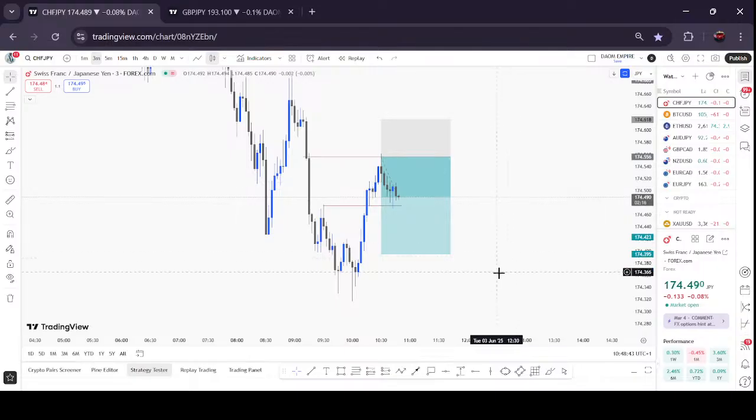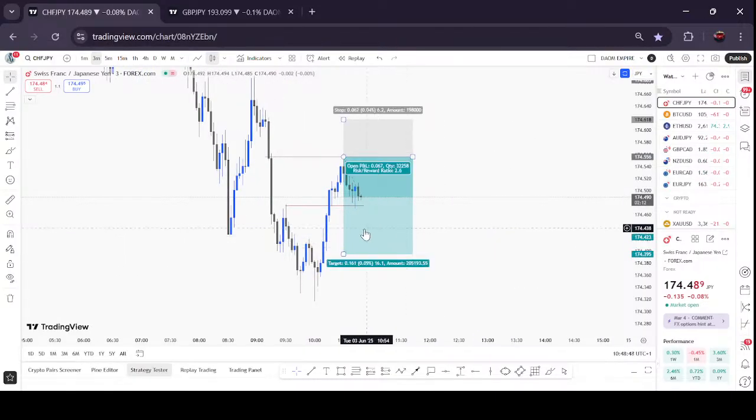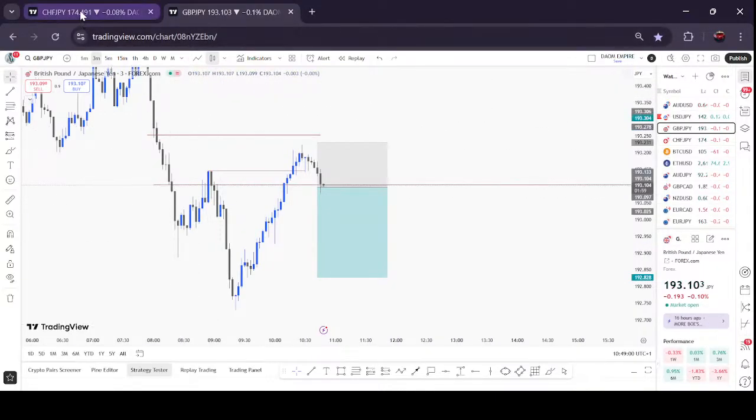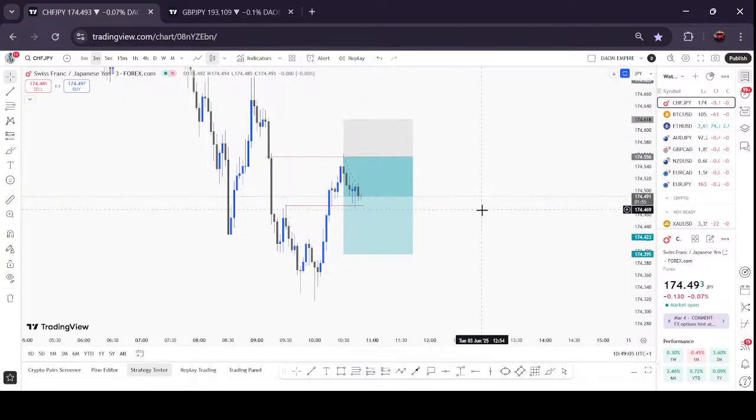So ladies and gentlemen, CHF JPY, I am patiently waiting for a candle close below this line to be very, very confident about the remaining drop.